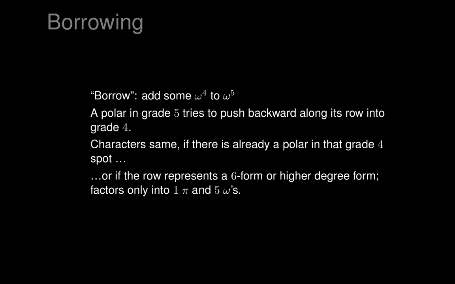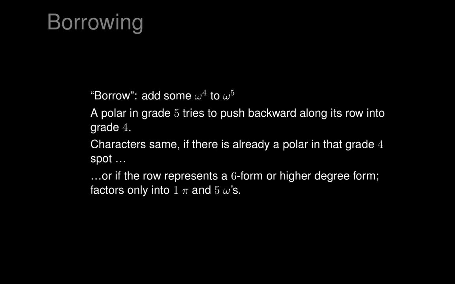Or if that row of the tableau were to represent, say, a 6 form or a 7 form or something like that, you can only factor a 6 form into 1 pi and then at least 5 omegas, right? Because it has to wedge together to give you 6, you could have a pi and then you'd have 5 omegas. But if you're going to have 5 omegas and they're going to be alphabetically ordered, then the lowest possibility you could have is omegas 1 to 5. And so you can't slide a 6 form into grades lower than 5. It has to sit in grade 5 and more. So the polars of a 6 form sit in grades 5 and higher.